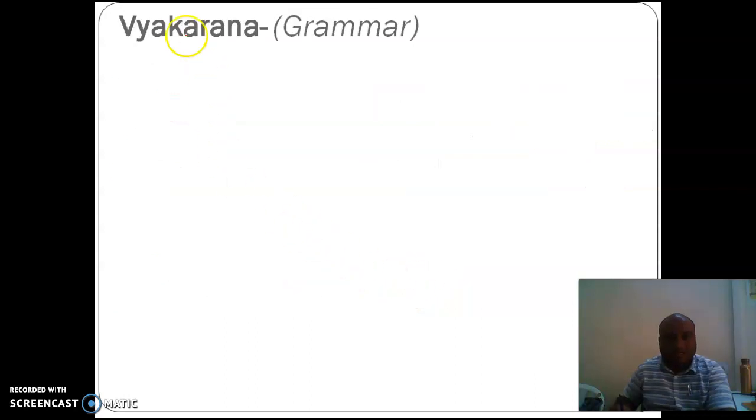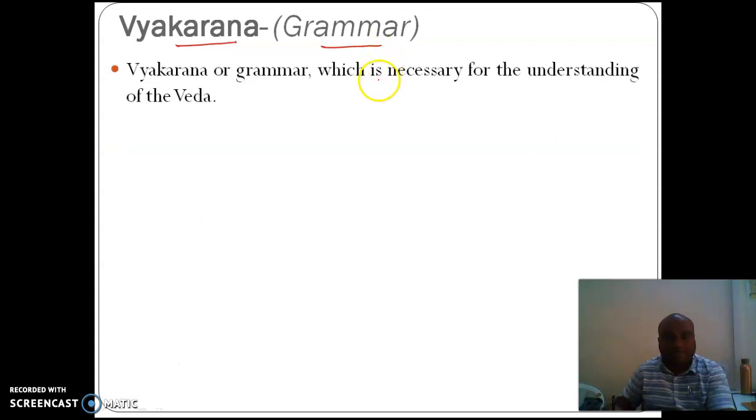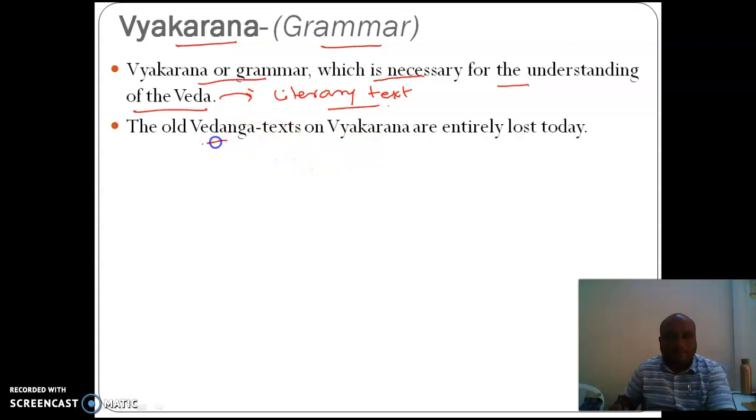Coming to the next Vedanga, that is Vyakarana, which deals with grammar. Vyakarana or grammar is necessary for the understanding of the Veda. So we are always relating all the Vedangas to Vedas only, which can be applicable to any literary text. Grammar we require to understand any literary text, not only Vedas. The old Vedanga texts on Vyakarana are entirely lost today.